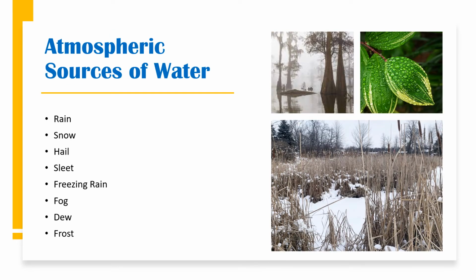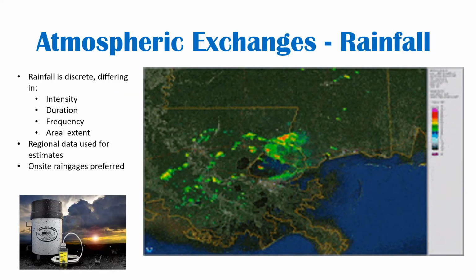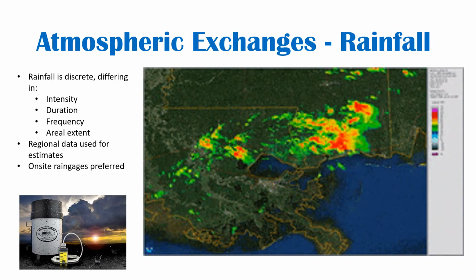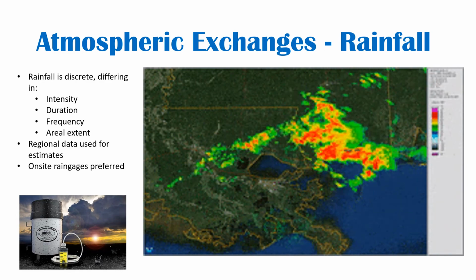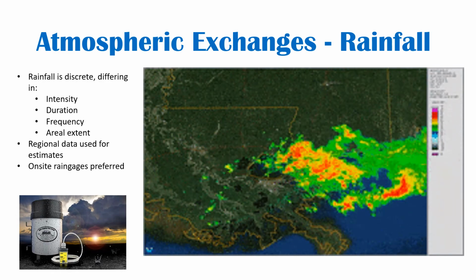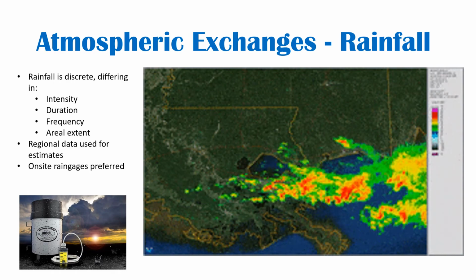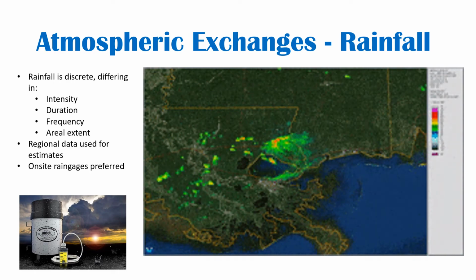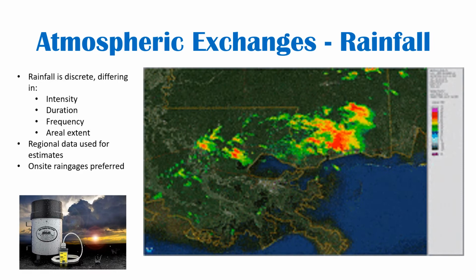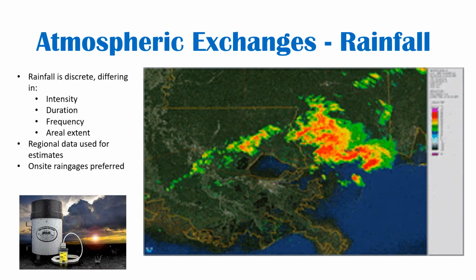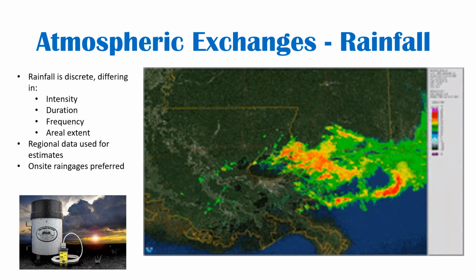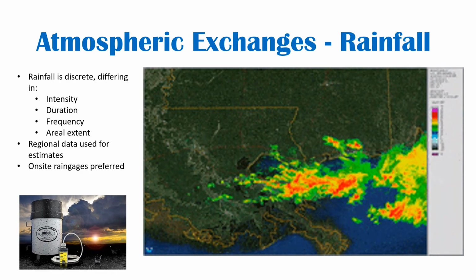And then, of course, there are a lot of different atmospheric sources of water, such as rain, snow, hail, sleet, freezing rain, fog, dew, and frost. So when you're looking at atmospheric exchanges in the wetland water budget, rainfall plays a big role. However, rainfall can be discrete, and it can differ in intensity, duration, frequency, and areal extent. Some areas might get a ton of rain from an isolated thunderstorm. A town right next to it maybe will get none from that same event.